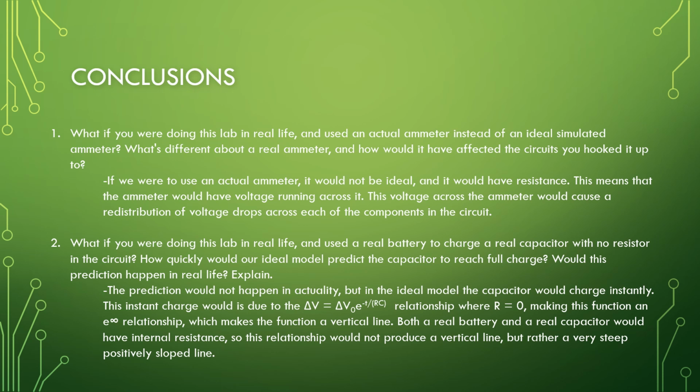Also, if a battery was used to charge a real capacitor with no resistor in the circuit, it would instantly charge the capacitor, making the function a vertical line. This prediction would not happen in actuality because both a real battery and a real capacitor would have internal resistance.